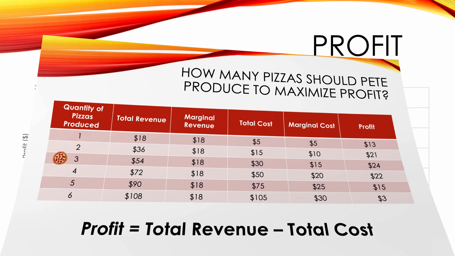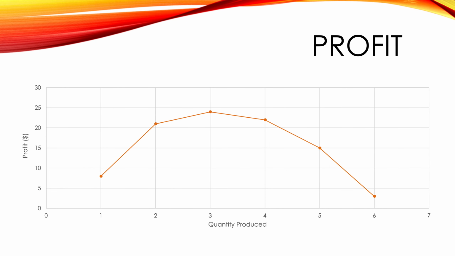So we can graph this information. We can graph Pete's profit, just like this. And you'll see if we graph it out, there's 24, that was the biggest profit option available. There's no other quantity that produces a profit of 24. So that's where Pete should produce, right? Always where profit is the highest. All firms always want to maximize profit.